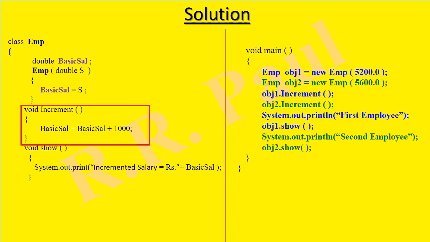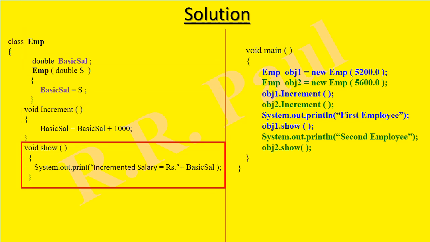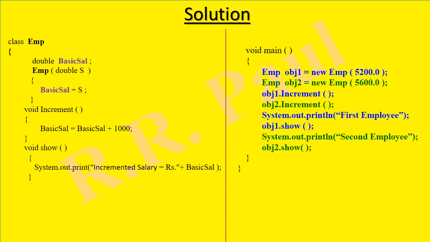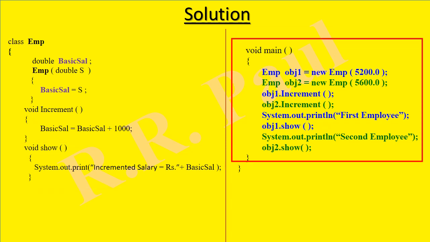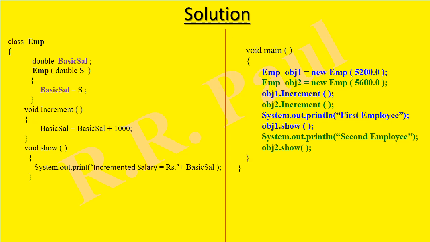Thereafter, we have increment function to increment the basic salary by 1000 rupees, and then show function to display the updated basic salary. Now comes the main function. Just see the object creation of object 1 and object 2. And as these two objects are being created, 5200 and 5600 are being passed to the constructor for these two objects individually.